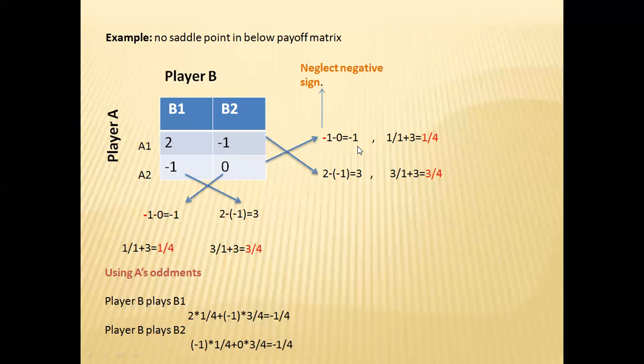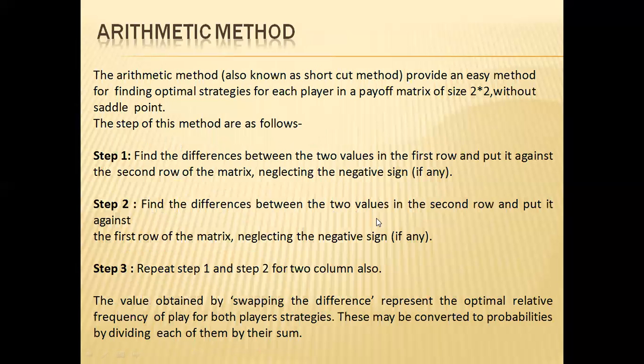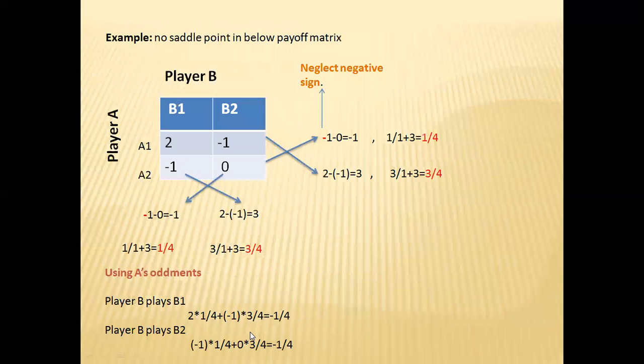And hence next, the second point, it is finding the difference between the two values of the second row, which will be put against the first row. It has also been assigned. And the third step, the obtained optimal relative strategies will be converted to the probabilities by dividing each of them by their sum. So division with respect to their sum. Nothing but here the initial strategy is 1 by 1 plus 3.